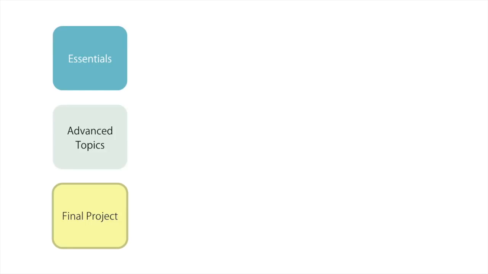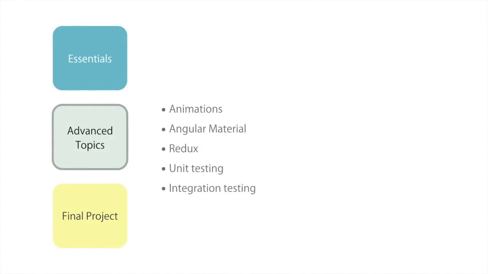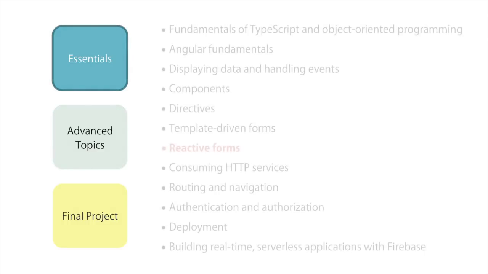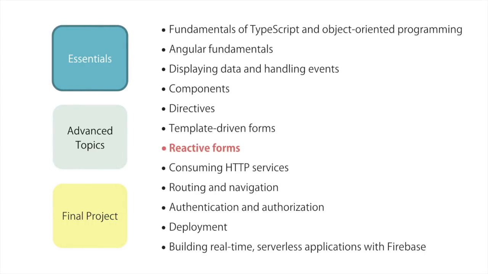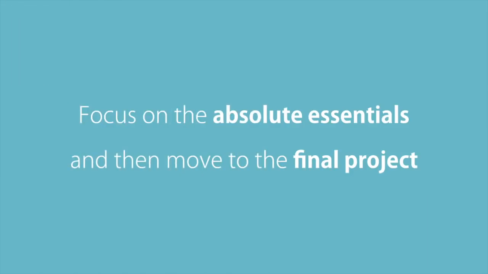Once you finish the project, then you will have a good understanding of the big picture. Then you can come back and learn about the other sections in the course in isolation, depending on your needs. For example, if you want to learn how to add animations to your applications, you can simply go watch the animation section. Or if you want to learn about reactive forms, you can just go back to that section. So focus on the absolute essentials and then move to the final project.